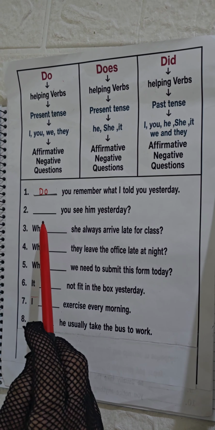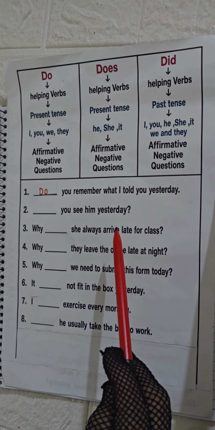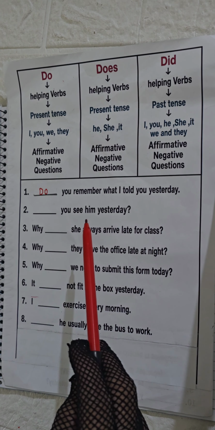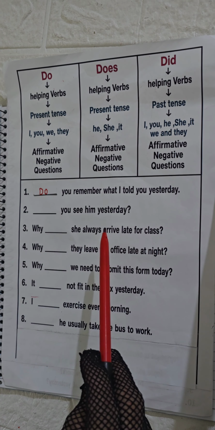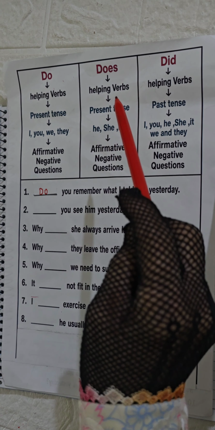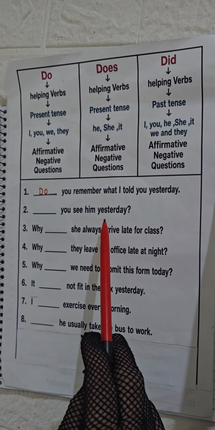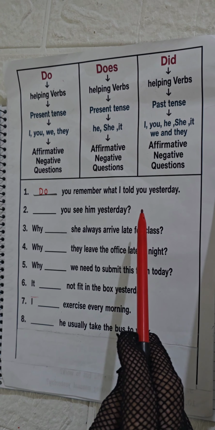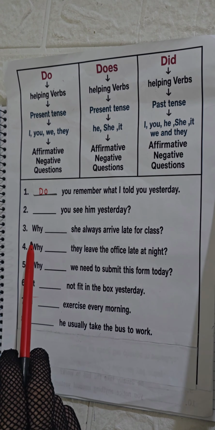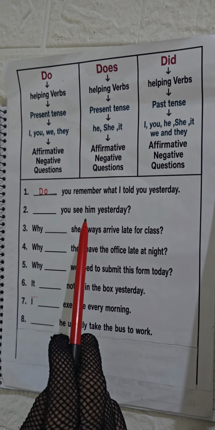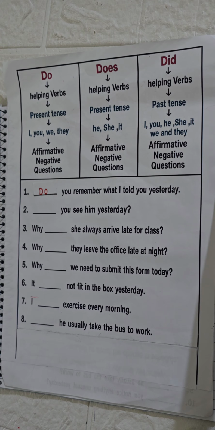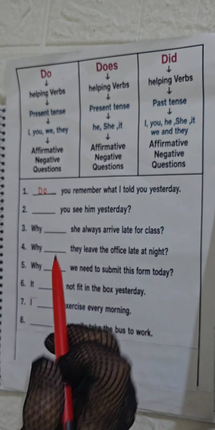Number two: blank, you see him yesterday? As we are talking about yesterday, what will you write in the blank? Do, does, or did? The word yesterday shows the action happened in the past and the subject is you. Therefore, we can write did in the blank.